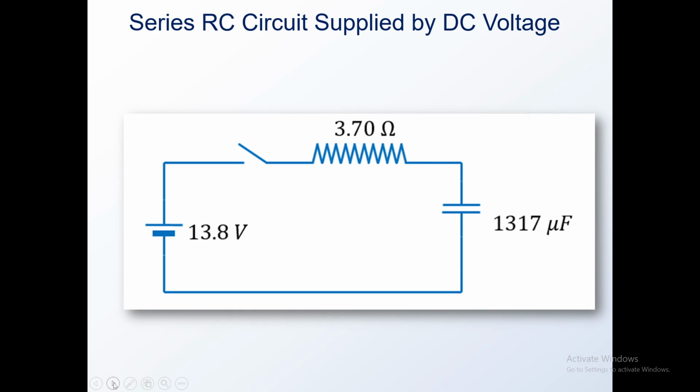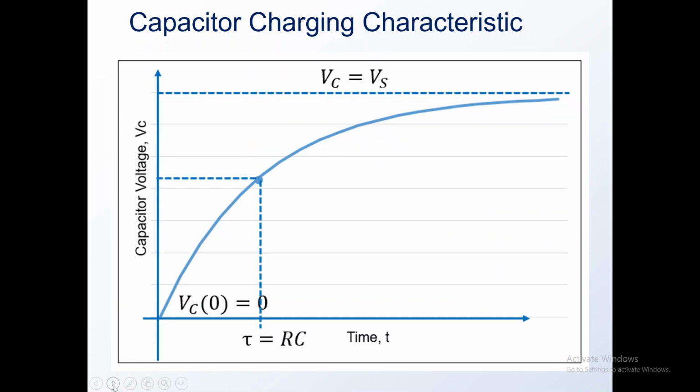Consider this network, series RC network. Resistance is 3.7 ohm and the capacitance is 1317 microfarad. It is being charged through the resistance of 3.7 ohm and the supply voltage is 13.8 volt. Purposefully I have taken such odd values. Okay, so this is our circuit and we will simulate this circuit.